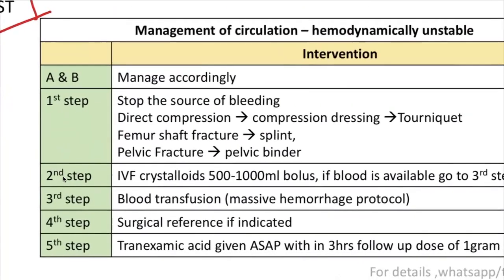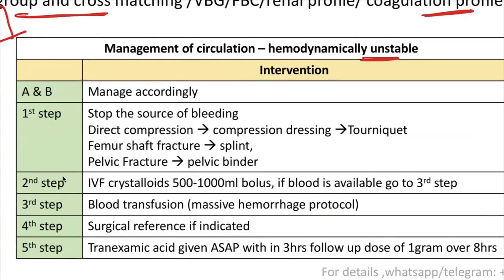So how do we manage if there is some hemodynamic compromise, if the patient is unstable? The first step is to stop the source of bleeding. If there is obvious bleeding, stop it. How to stop it? Take the example that there is an arterial bleed, with blood spurting from the right mid-thigh. What will you do first?